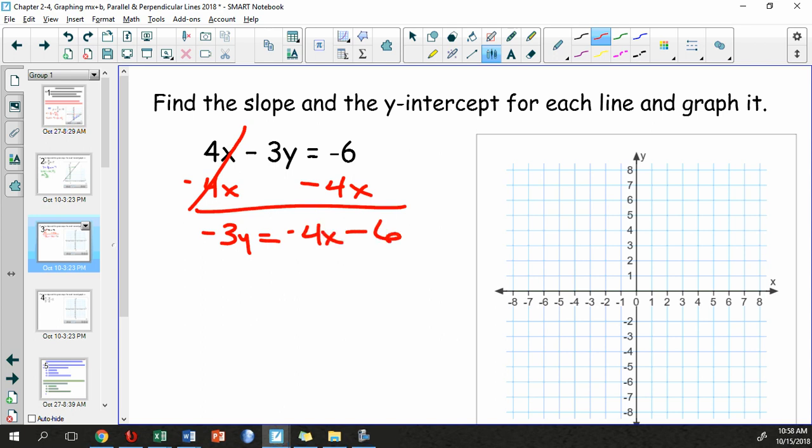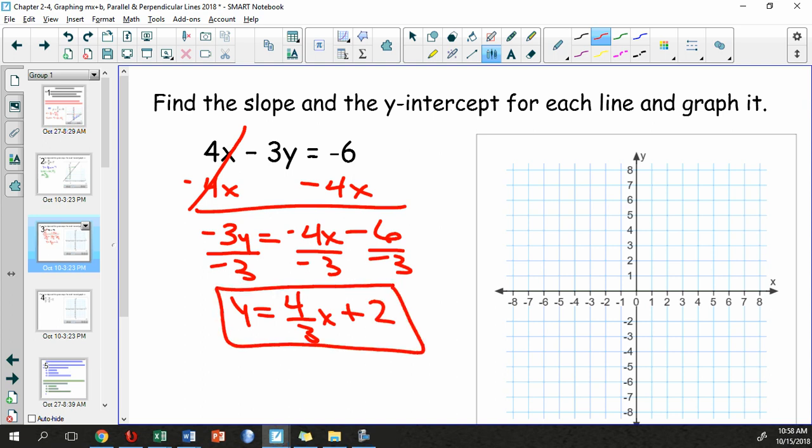Then what? Divide each term by negative 3. So I have y is equal to, what's a double negative? Positive 4 over 3x. Negative 6 divided by negative 3? Positive 2. So from there, what do I need to pull out? The y-intercept. What is my y-intercept? 0, 2. So if I graph 0, 2, that puts me right there. Then what am I going to do? Find the slope. What is my slope?